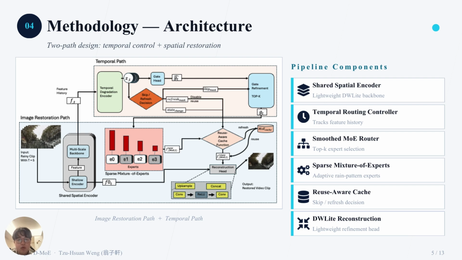Another thing is that we use MoE, mixture of experts, we'll call it MoE later, so that this multi-expert model can handle multiple degradations, while each time we don't need to use all the experts, so we can select a few to save some computation. And the temporal routing also helps us maintain temporal consistency, which is important in video. And for the reconstruction, we use a really lightweight refinement head.